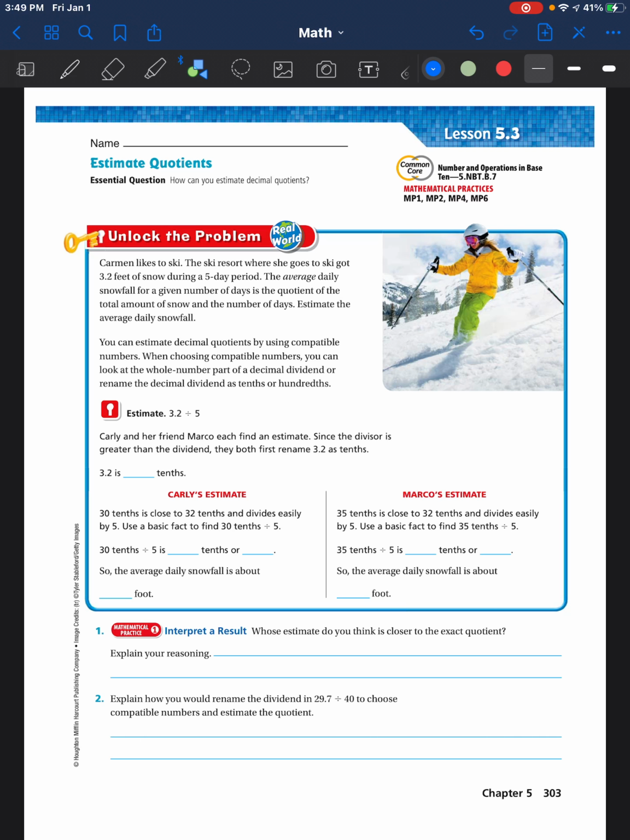Hi everyone, next up is lesson 5.3. So yes, we are skipping 5.2. So go ahead and just move right on to 5.3 on page 303 in your workbooks.